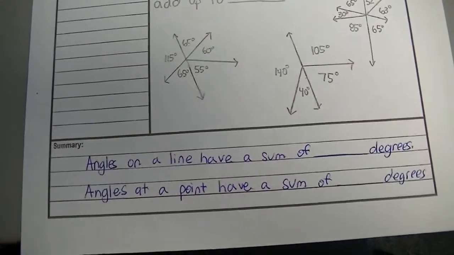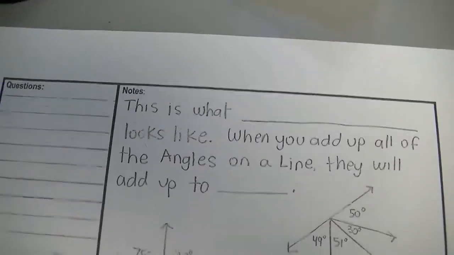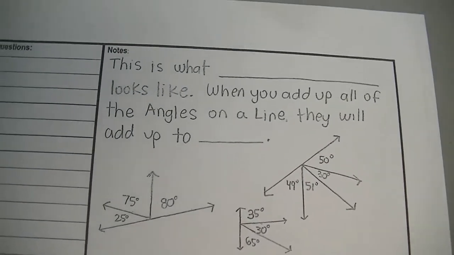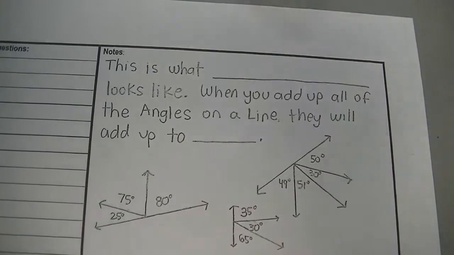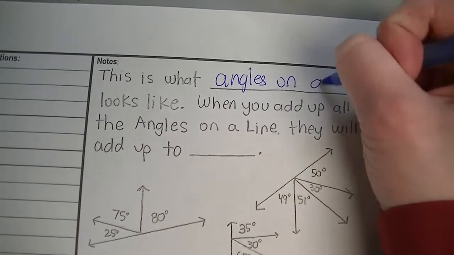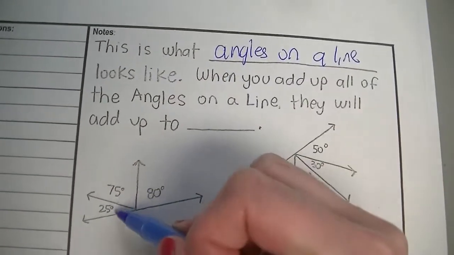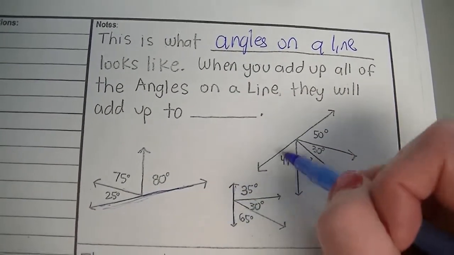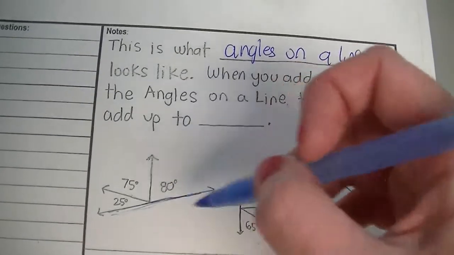Now turn the page. Okay, up top, see these examples right here? These are called angles on a line. Okay, so see how they are all on this line, they all touch that line. Here's a straight line, they all touch it, they all share that right there, okay?